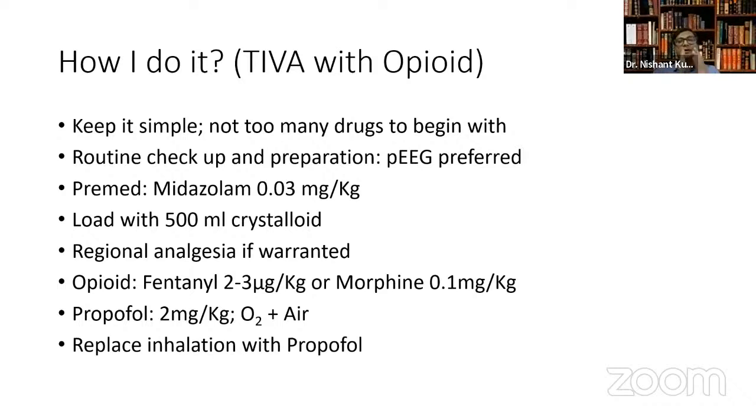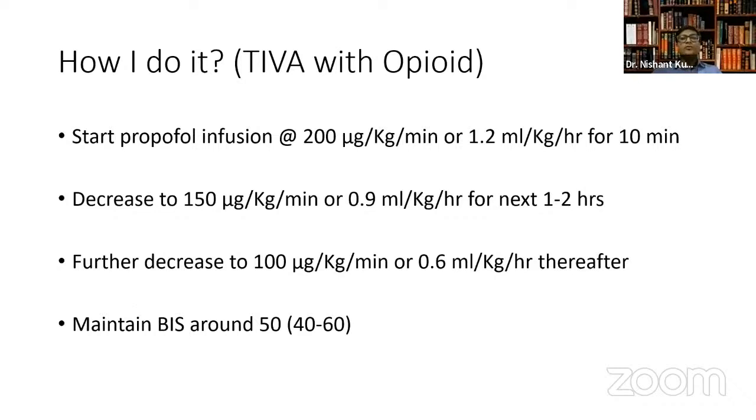But instead of starting an inhalation agent, I start with propofol. So it's basically the same anesthesia practice that you've been doing, except that instead of inhalation, you maintain the depth of anesthesia with propofol. You start your propofol infusion at 200 microgram per kg per minute, or if it is too difficult to remember, start at 10 milligram per kg for the first 10 minutes, decrease it to 8 milligram per kg for the next 1 to 2 hours, and further decrease it to 6 milligram per kg thereafter. If you have BIS, you can tweak it around to maintain this around 50, 40 to 60 is fine. Simple. So all you have done is that instead of inhalation, you have just used propofol to maintain your depth of anesthesia.